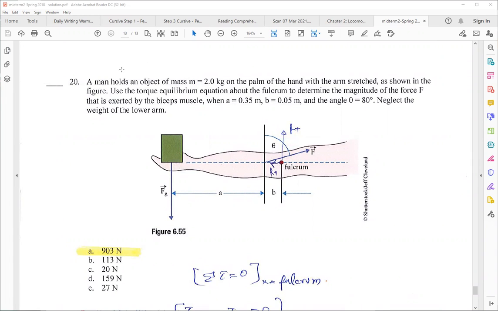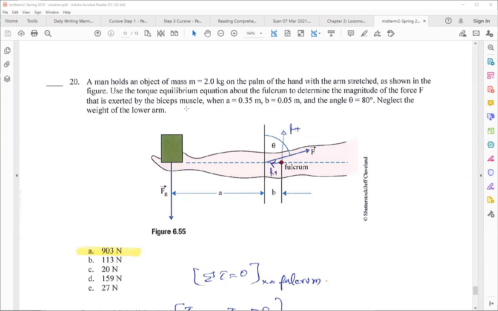We have the following. A man holds an object of mass 2 kilograms on the palm of the hand with the arm stretched, as shown in the figure. Now use the torque equilibrium equation about the fulcrum to determine the magnitude of the force F that is exerted by the biceps muscle. Now when A equals 0.35 meters, B equals 0.05, and the angle theta is equal to 80 degrees. Neglect the weight of the lower arm.